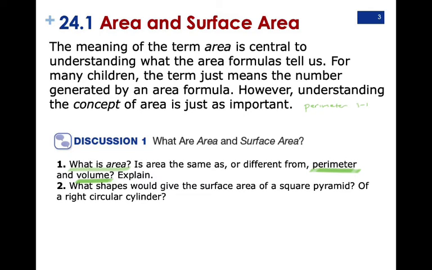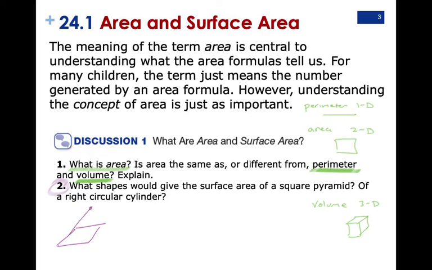And perimeter is kind of one-dimensional. We're talking about length. Area is two-dimensional. So we're talking the area within. And then volume is three-dimensional, right? So we'll be looking at what's inside of an object there. So just an idea of relating those dimensions with those vocabularies.